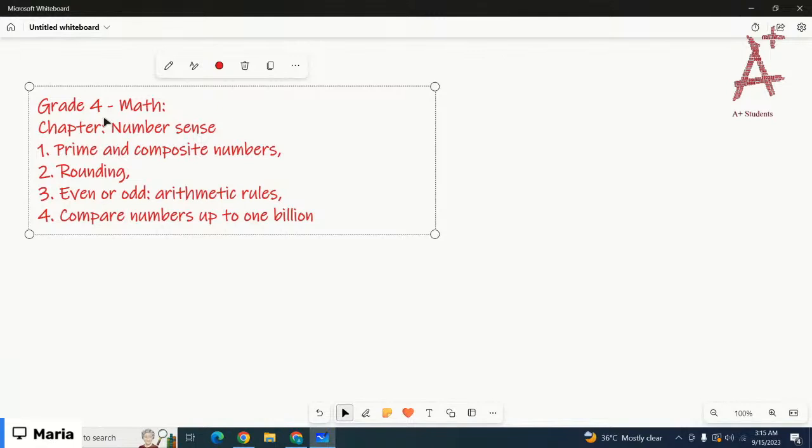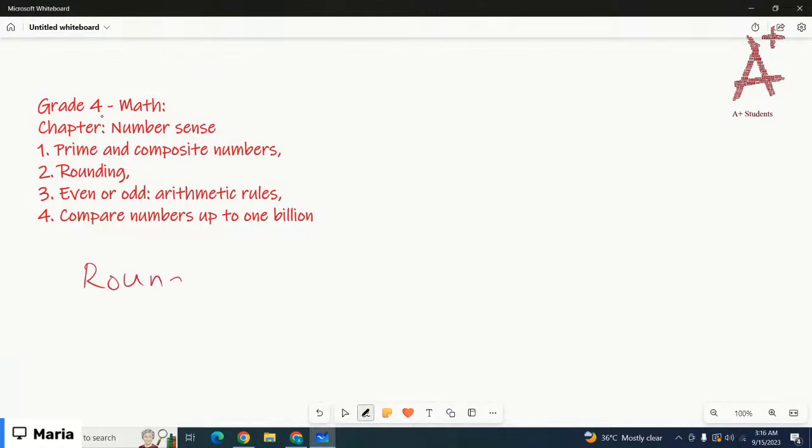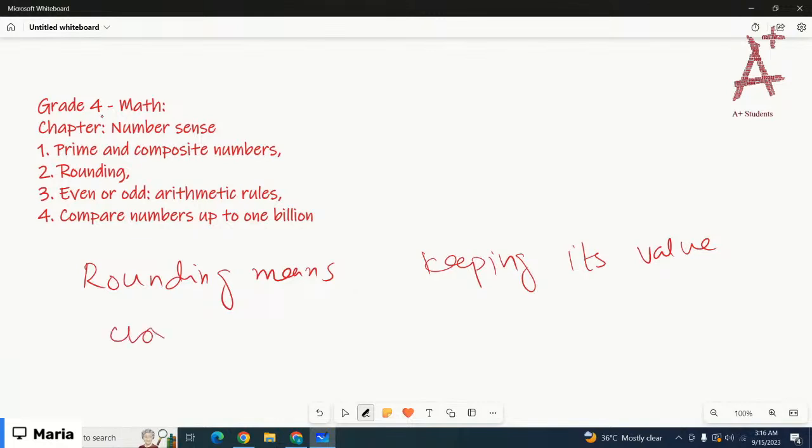So rounding means keeping a number's value close to what it was. Rounding means keeping its value close to what it was.